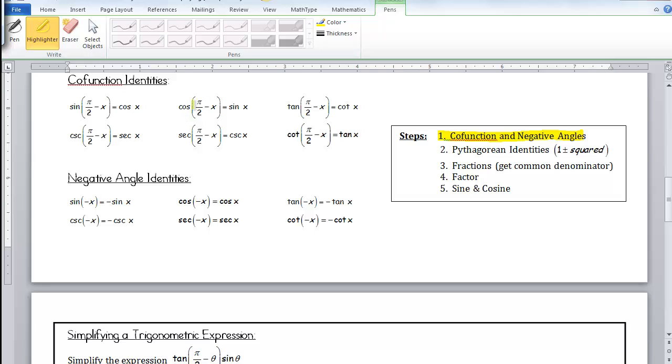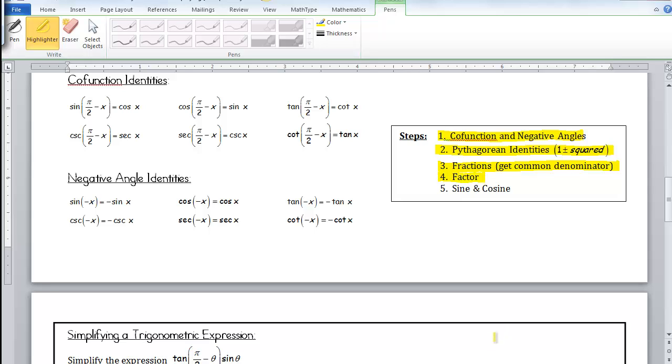Replace what you see as the cofunction with the function it is equal to. Next, I would try getting rid of any Pythagorean identities. Again, this means if you have two terms of the Pythagorean identity, replace it with the one term it is equal to. Next, if you have fractions, you're going to want to try to get it so there's just one fraction or one term, and that would require you to make common denominators.